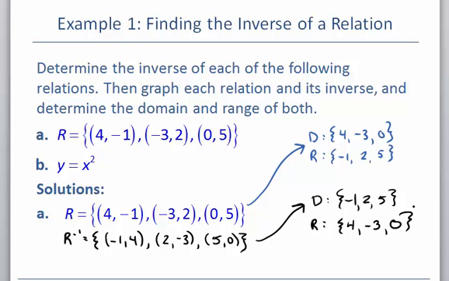What you want to notice is that the domain of the original relation has now become the range of the inverse relation. And the domain of the inverse relation has now become the range of the original relation. So in other words, not only do we switch the first and second coordinates, but the domain and the range actually switch from one function to its inverse.